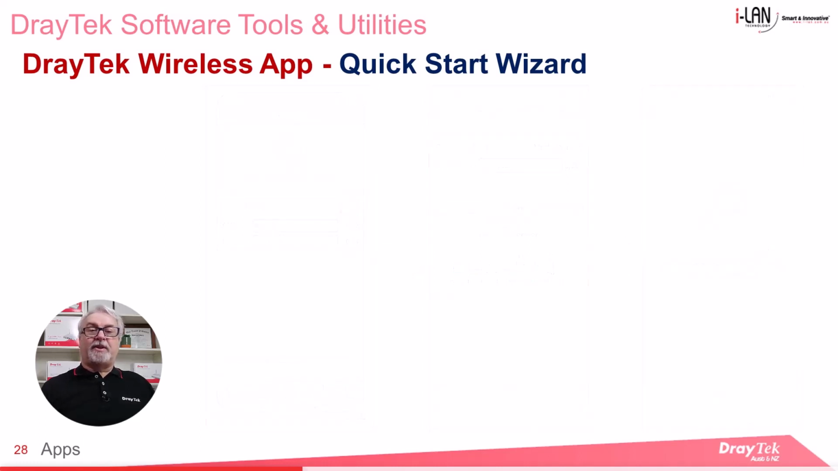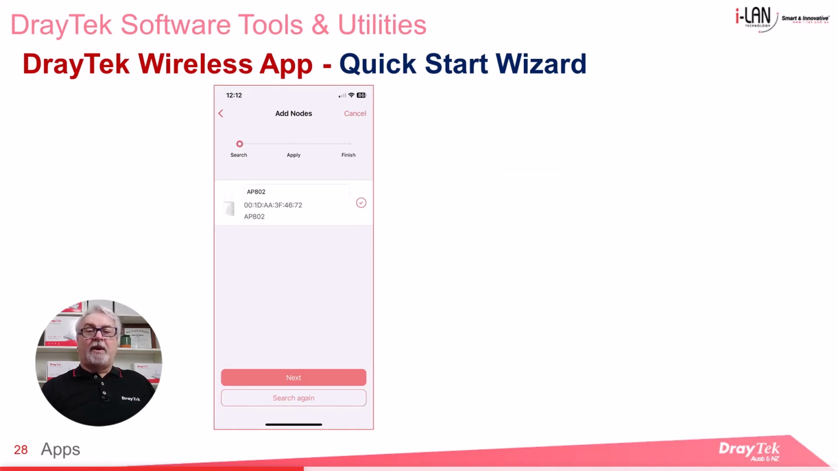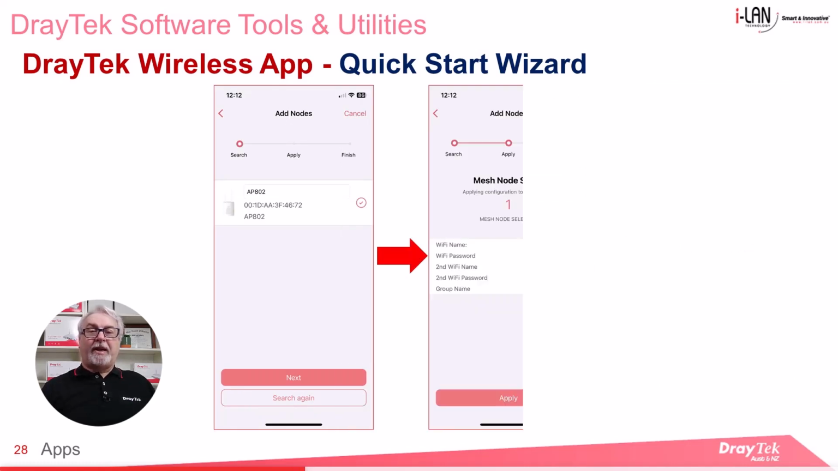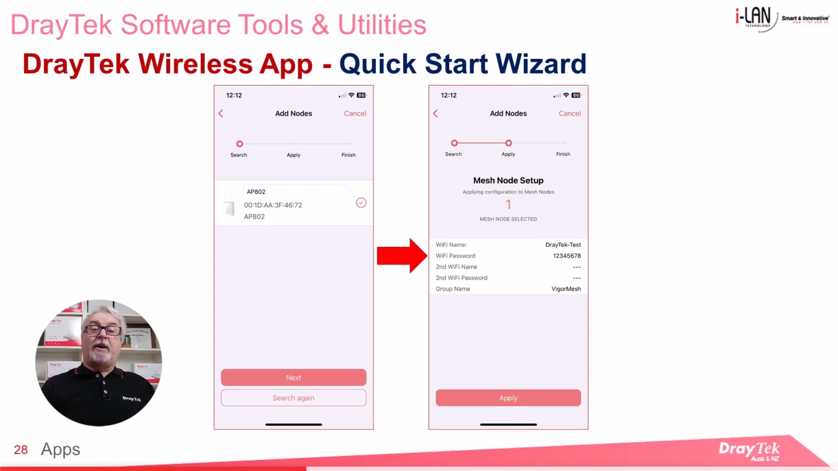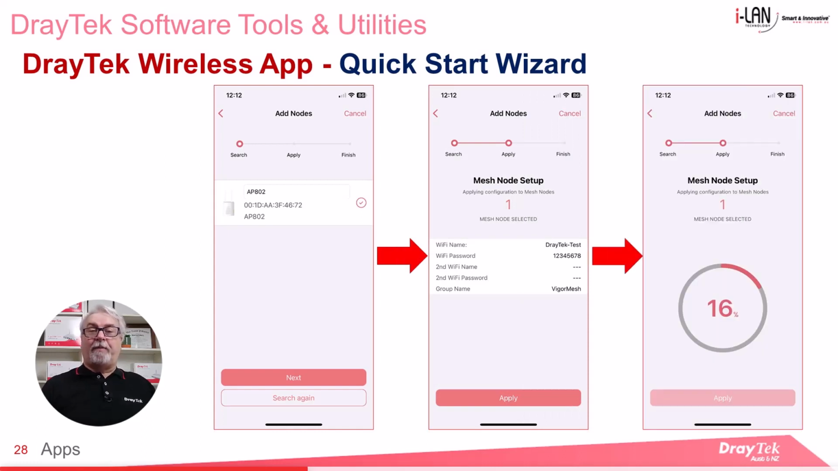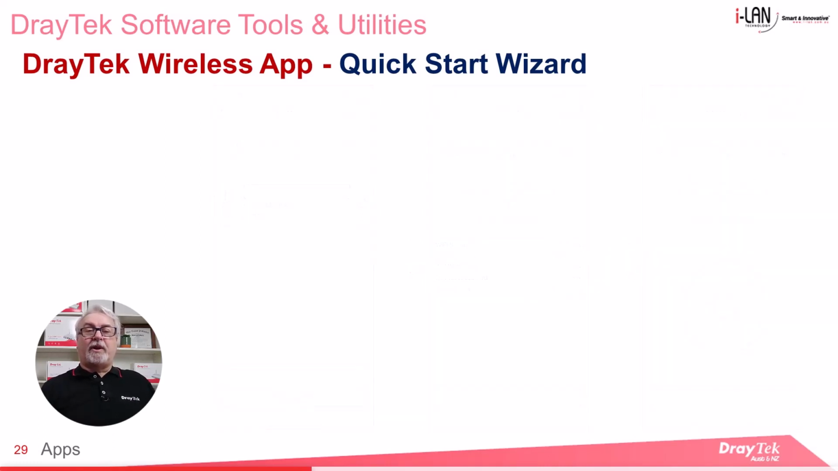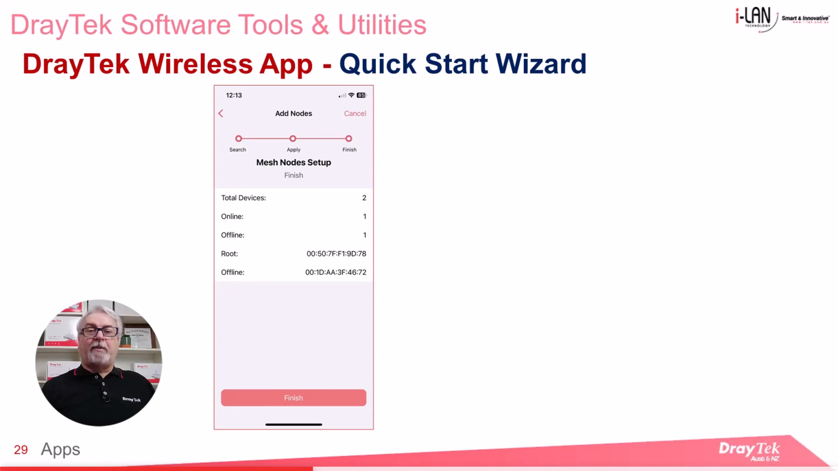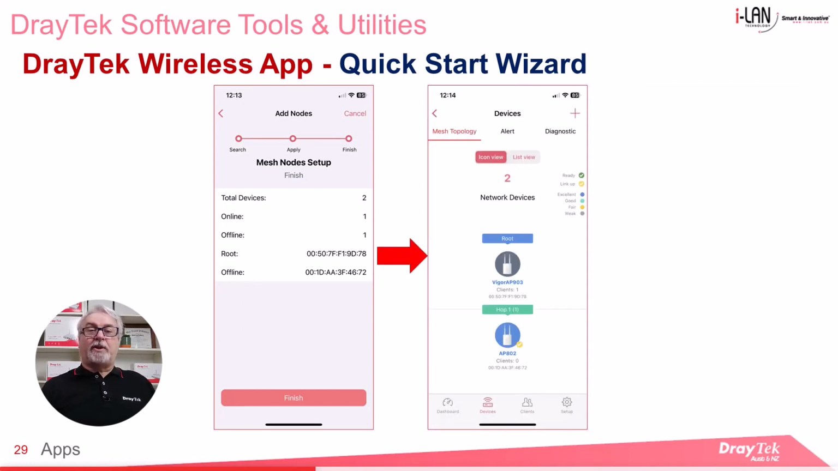Once the mesh nodes are discovered, they will appear within the app. Select the required nodes and click on Next to start the process. You may need to wait a few minutes for the mesh to be set up. The time taken will depend on how many nodes are selected. Once the mesh network is set up, you'll see the results showing how many devices have been added. Clicking on the devices icon within the app will display statistics for all the devices.